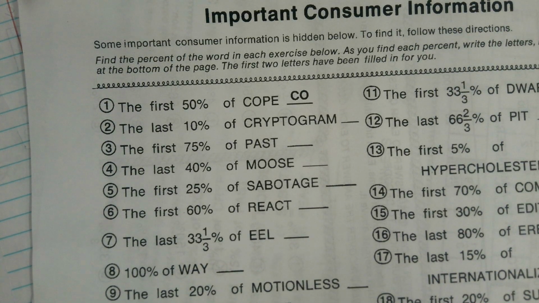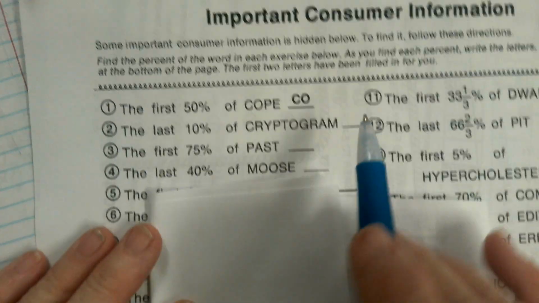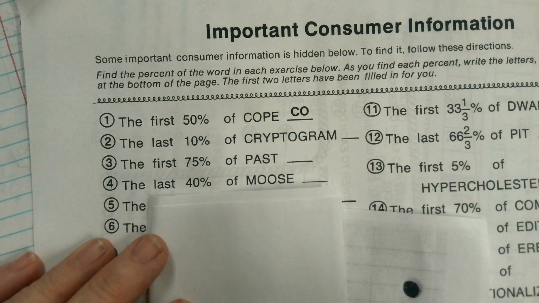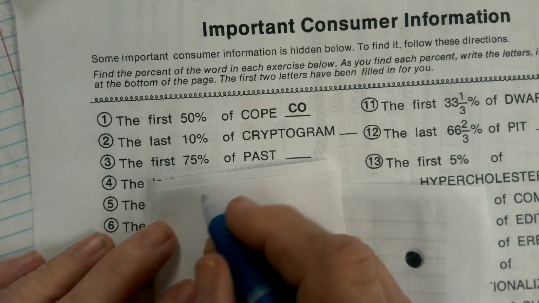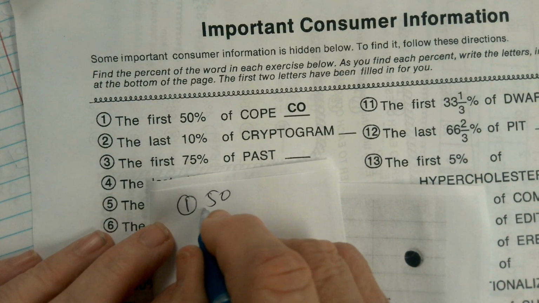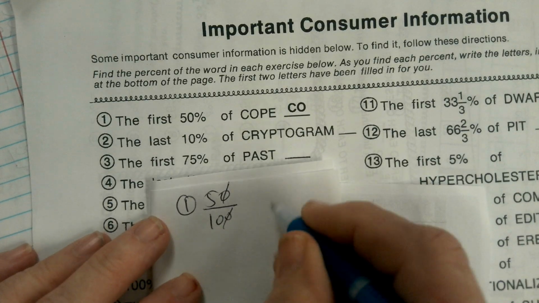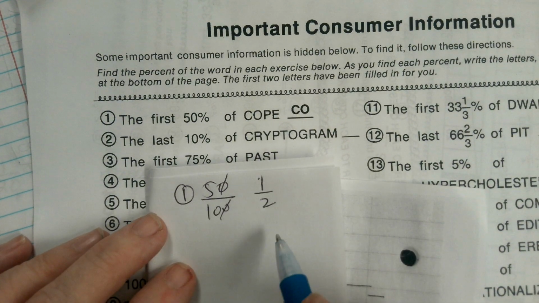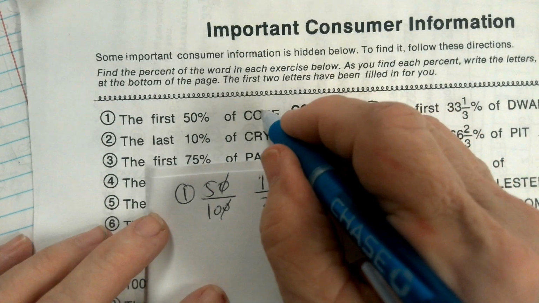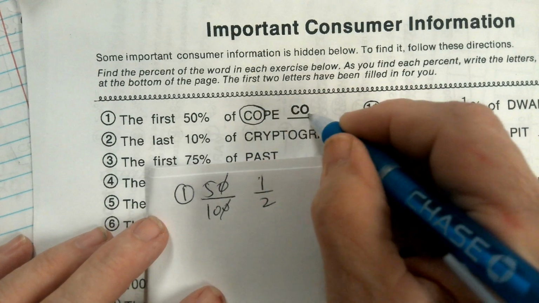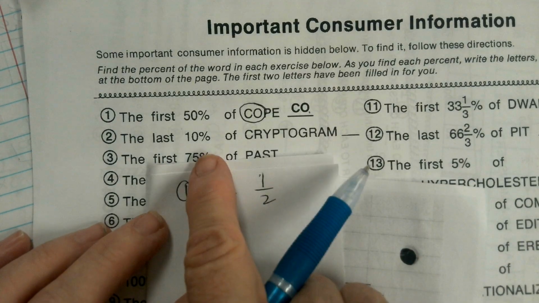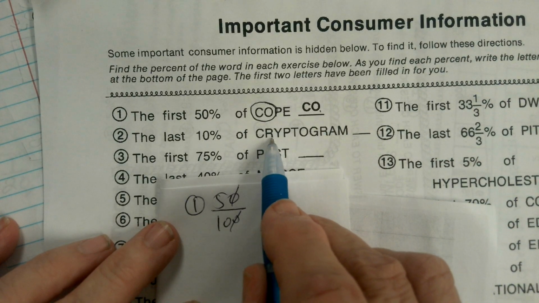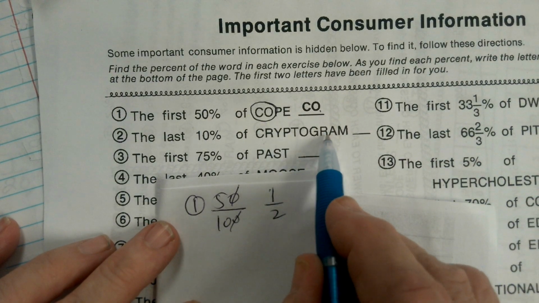So on this one, let's go ahead and see what you have to do. It says, find the first 50% of this. Well, what is 50%? If you need to, you can go ahead and make it a fraction, reduce it, and that is divided by 5, 1/2. So it's a half. So you're taking the first half of those and you're putting CO. Let's look at the second one. This one is, let's see how many letters there are. There's 1, 2, 3, 4, 5, 6, 7, 8, 9, 10.